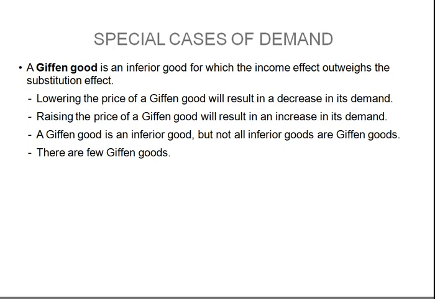Special case of demand: Giffen goods. It is a special type of highly inferior goods for which the income effect outweighs the substitution effect. It means as the price increases, or our income increases, we are going to buy a minimal amount of these goods. These are called highly inferior or Giffen goods.